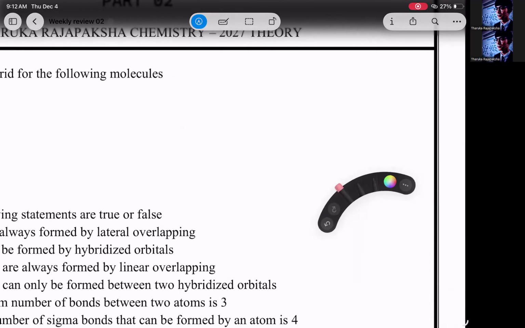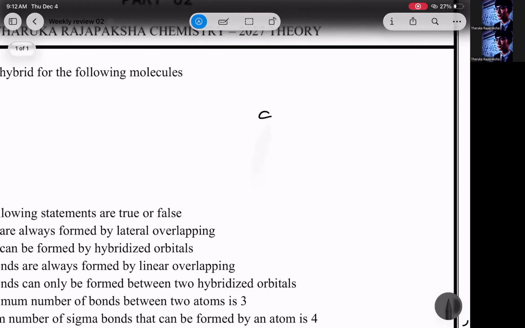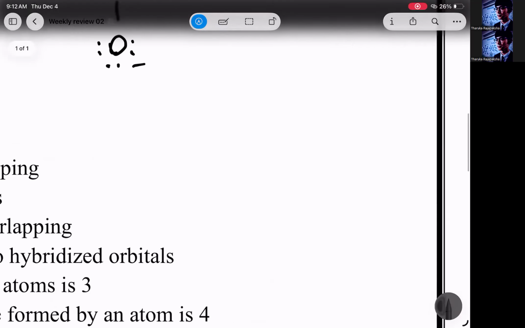Next one. SO4 2 minus. Now SO4 2 minus, there are many resonance structures that you can draw. Actually, there are 10 resonance structures that you can draw, including the unstable ones. That's not what I want. I want to draw the resonance hybrid. So you can see here the pi bond is changed between all the 4 locations.